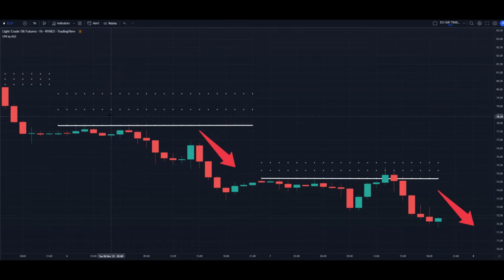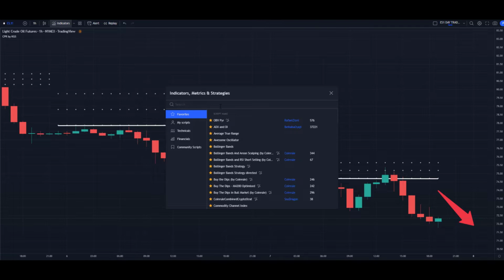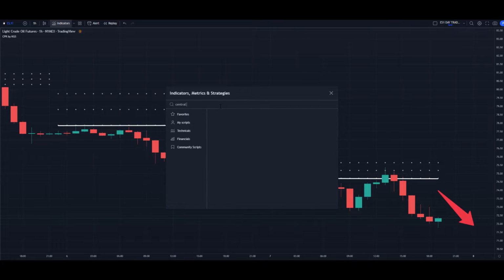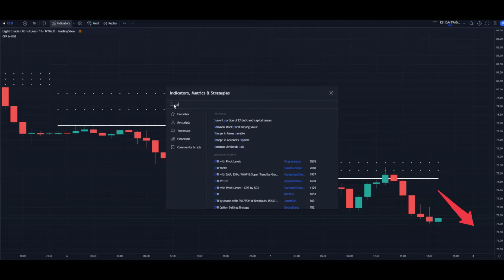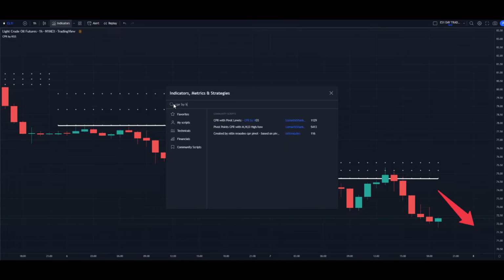You can see the CPR on there already, but how did I get that? Well, I went up to indicators. Now there's plenty of central pivot range tools that you can use inside TradingView. You just have to type central pivot range and you can see a nice drop down presenting itself of many different variants. By all means have a play, but I use this one called CPR by KGS. Now if you type that in there and click on that, it's going to pull back what I had.